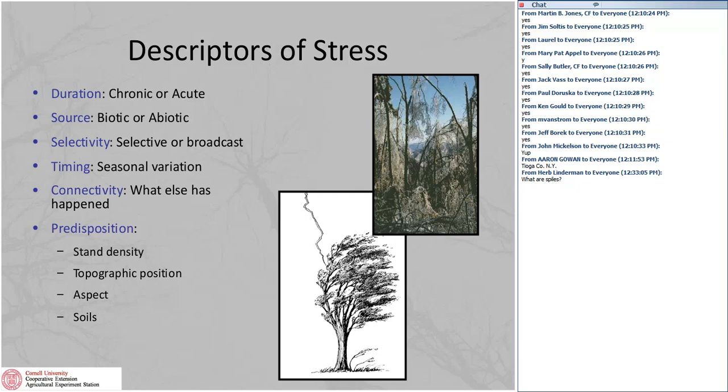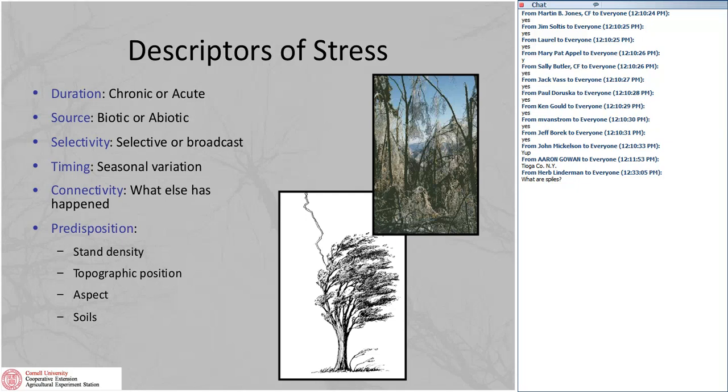And then I just referred to this in terms of predisposition. If you're looking at an individual tree, where is that tree relative to the rest of its world? How dense is the stand that it's in? Is it an open grown tree? Is it in a very dense stand? We'll see some examples of that. Topographic position, aspect, soils, and soil characteristics are all potentially important predisposing factors.